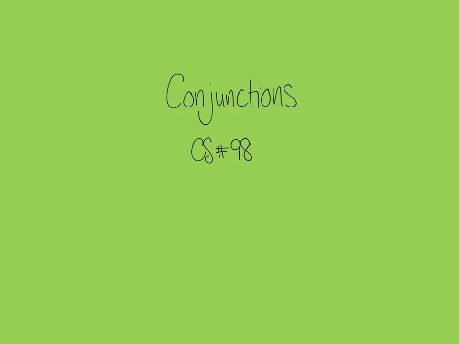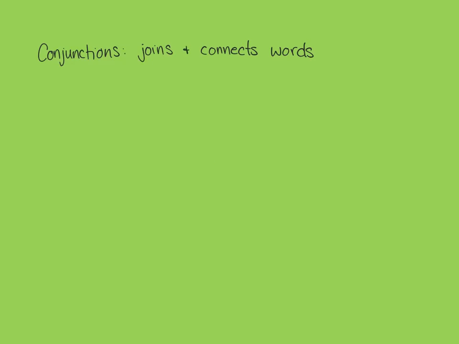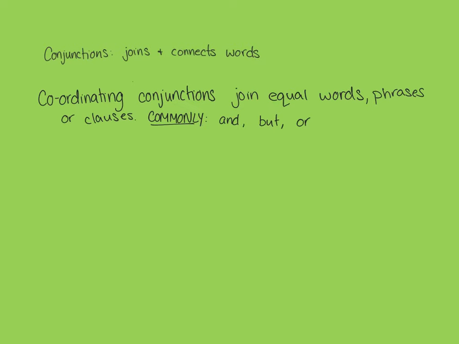Today's lesson is on CS number 98 and it covers conjunctions. Conjunctions are a part of speech that joins or connects words. They are used to join words, phrases, and clauses, and we'll be looking at 3 different types of conjunctions.